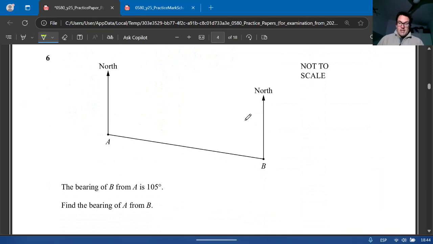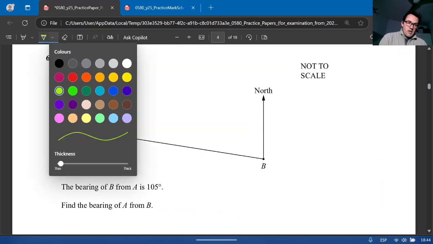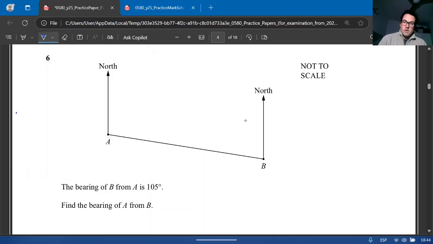Question 6, very important. This is not to scale, so you can't use your protractor to measure it. So let's see what it says. The bearing of B from A. Remember, you're traveling from A, so that's where we're at. We're at A. Bearing, we always measure them clockwise from north, which is 0 degrees.